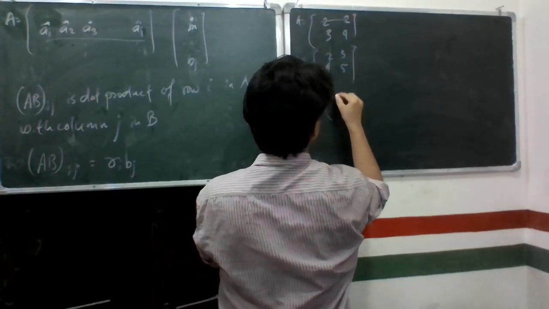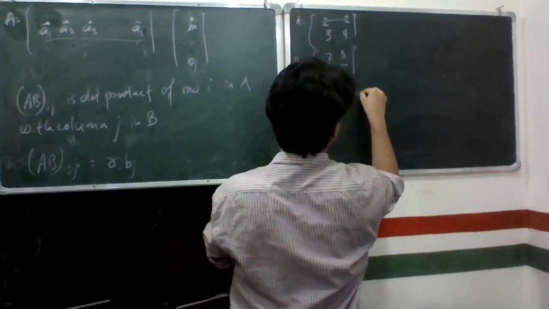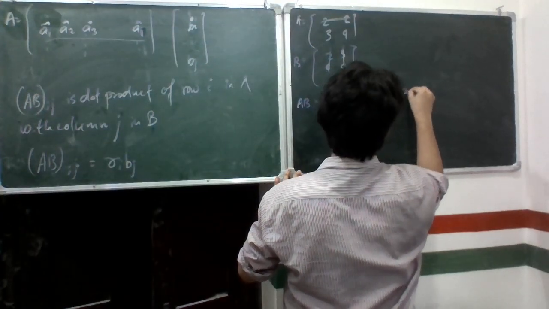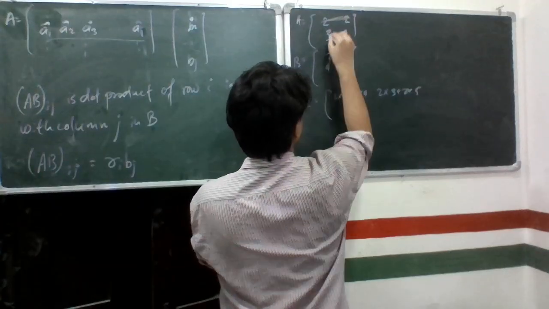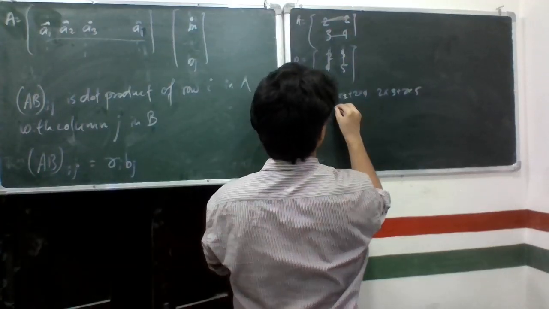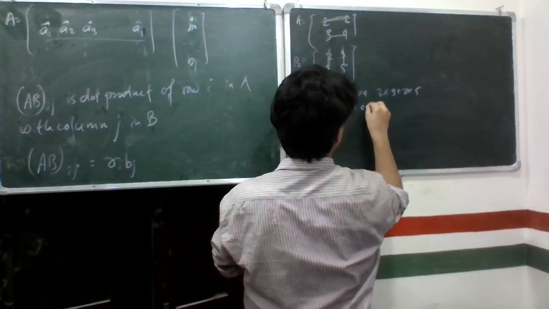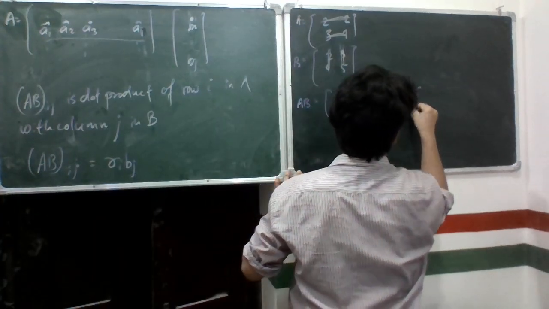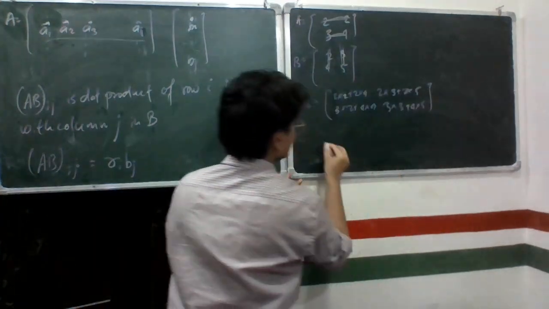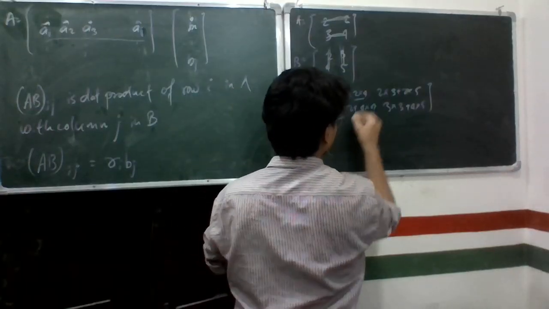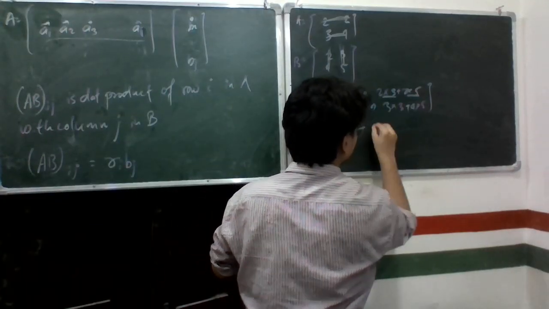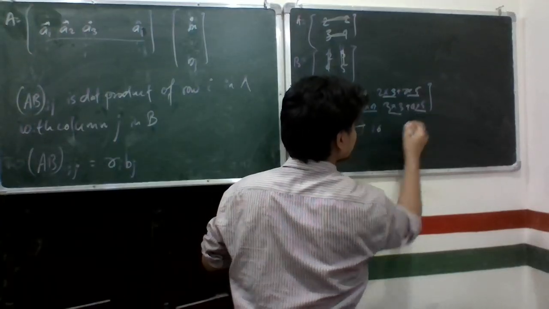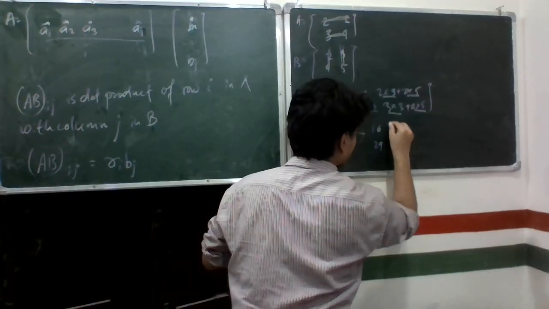This times this gives us 2 times 2 plus 2 times 4. This times this is going to give us 2 times 3 plus 2 times 5. This times this is going to be 3 times 2 plus 4 times 4. And this times this is going to be 3 times 3 plus 4 times 5. What is the result? It is 12, 16, 22, 29.